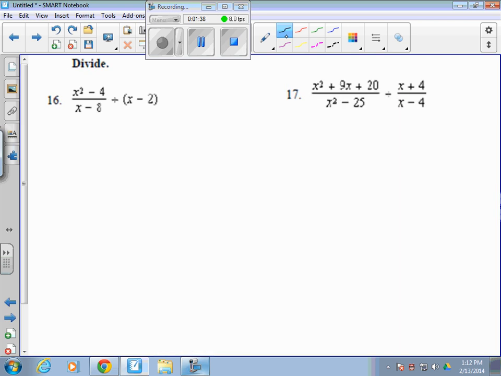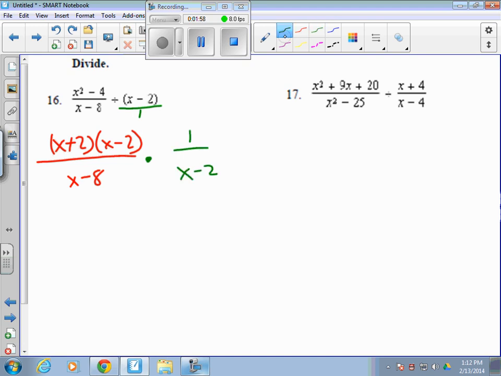17 tells you to divide. Again, you got the difference of two perfect squares at the top, x plus 2 times x minus 2. We'll leave the bottom alone, x minus 8. Dividing involving fractions means you multiply by the reciprocal. That's over 1, so you flip it and you make it 1 over x minus 2. You can cancel that out, x minus 2 over x minus 2. So 1 times x plus 2 is on top, and x minus 8 is on bottom.